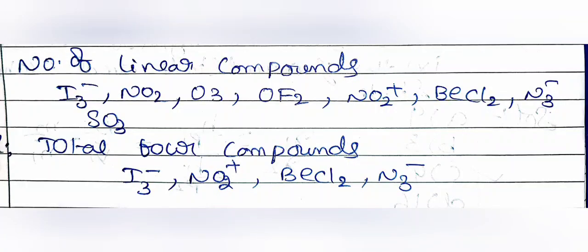Number of linear compounds they are asking for. Repeated model, especially for JEE Mains. So we need to check out the central atom hybridizations. There we get 4 linear compounds: I3 minus, NO2 plus, BeCl2, N3 minus.